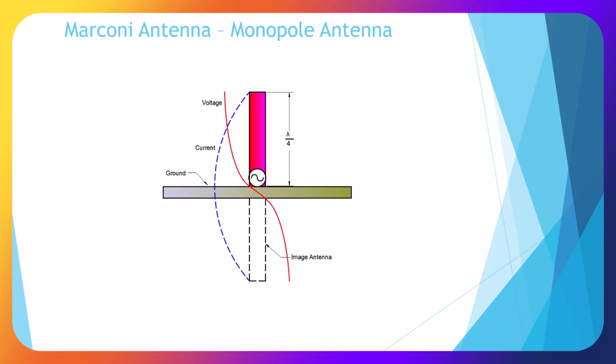Here I'm showing a monopole Marconi antenna. This red part is physically the antenna. Here's the ground, and here's our image antenna. It's actually acting as a mirror, so we get a current that is reflected and a voltage that shows. So we have a quarter wavelength physical, but we end up with a half wavelength actual antenna.